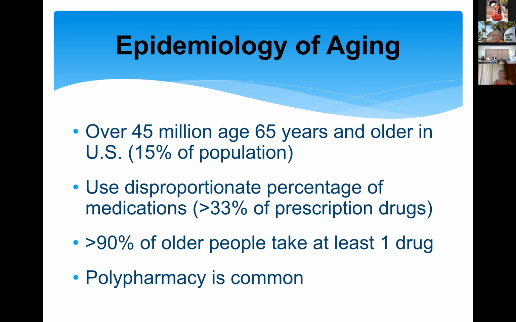So just to start out with aging, there are over 45 million people 65 years and older in the US, and this is 15 to close to 16% of the population by now. But this small group of patients uses a disproportionate amount of medications. So over 33% of prescription drugs are used by people 65 and older. Most older people, over 90%, take at least one medication. And polypharmacy, which is using multiple medications, is actually quite common.